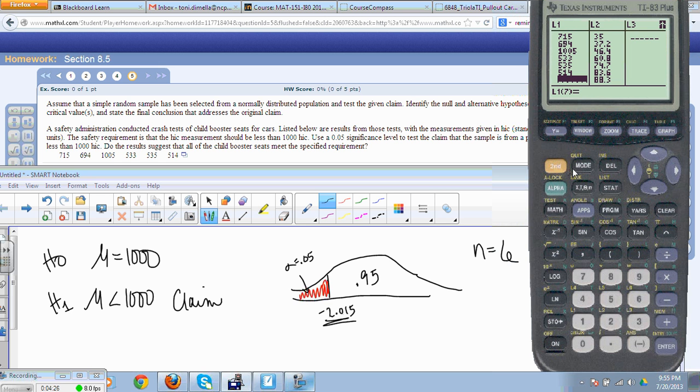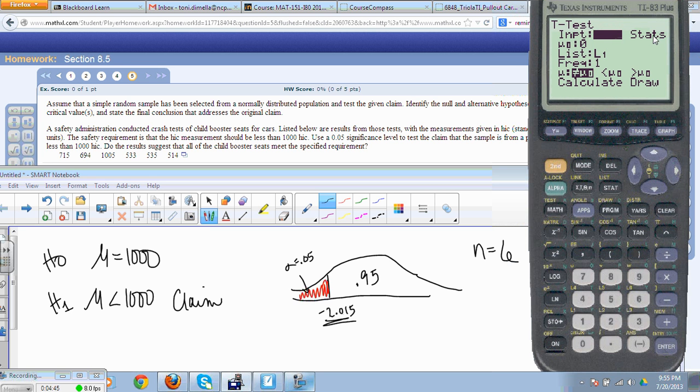Now, I could either go to the main screen and run one vars and get out Sx, my sample standard deviation, and x bar, and plug it into the formula, or I can go into stat, over to test, and you'll see the second one there is t-test. We used z-test in the last one. Now I got t-test.